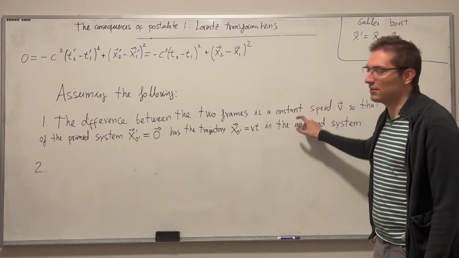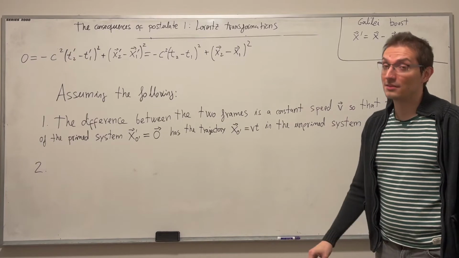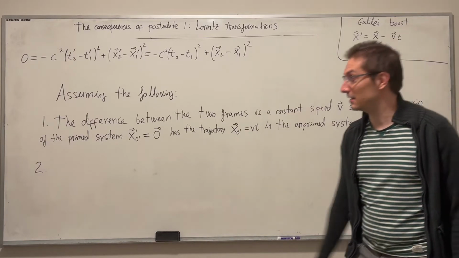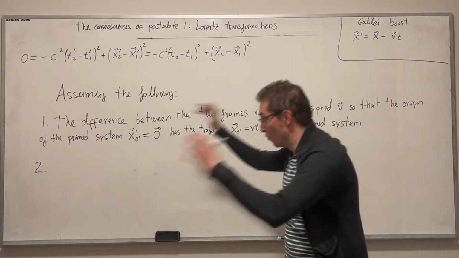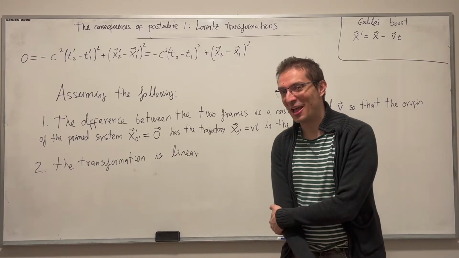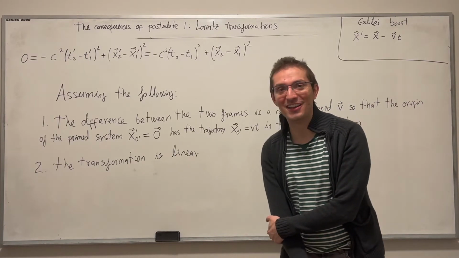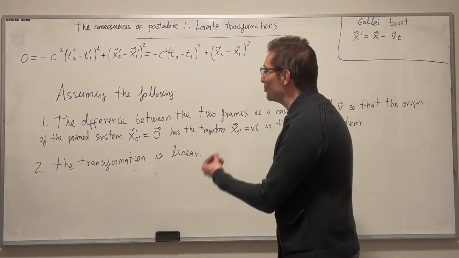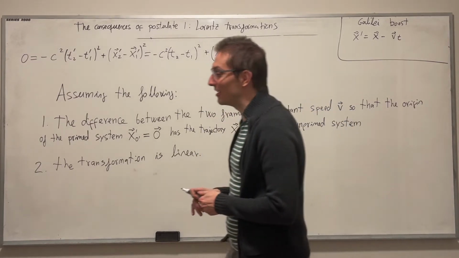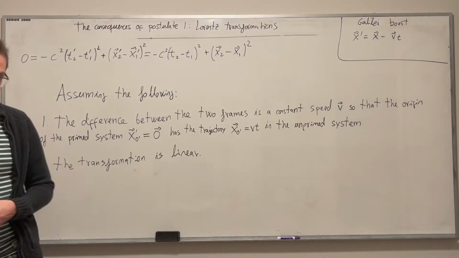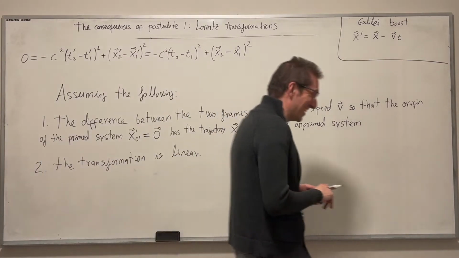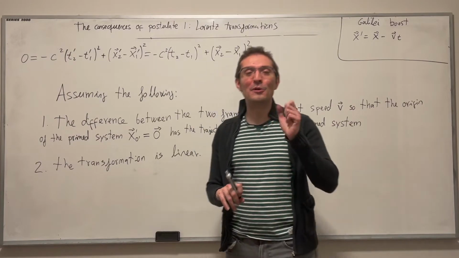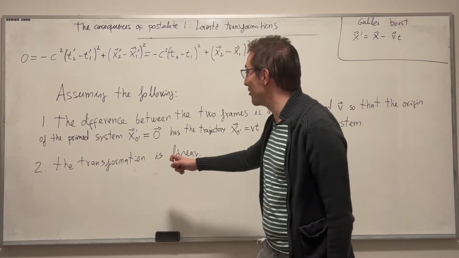Now that one is very innocent. The second one, though, is not innocent. Let's see it. Let's summon it. Ooh. The transformation has to be linear. Now, why do I force that the transformation has to be linear? Well, that's a really good question. We will talk more about it in a little bit, but this is a very important assumption.